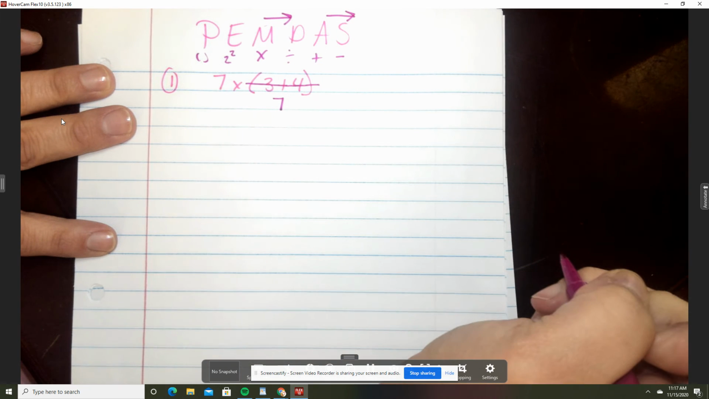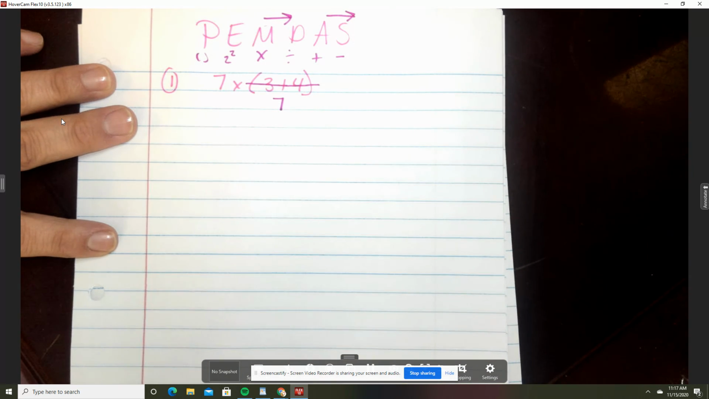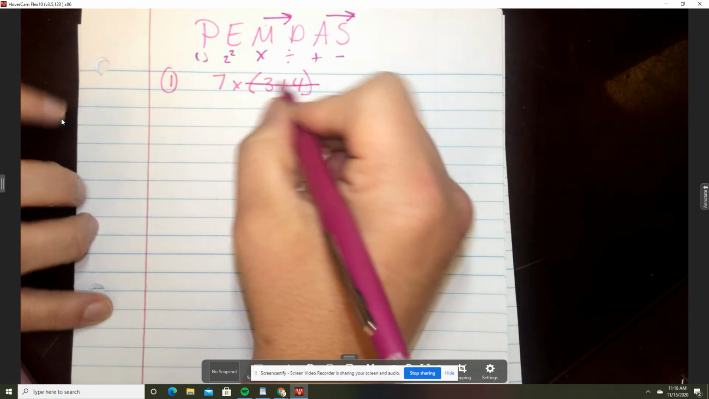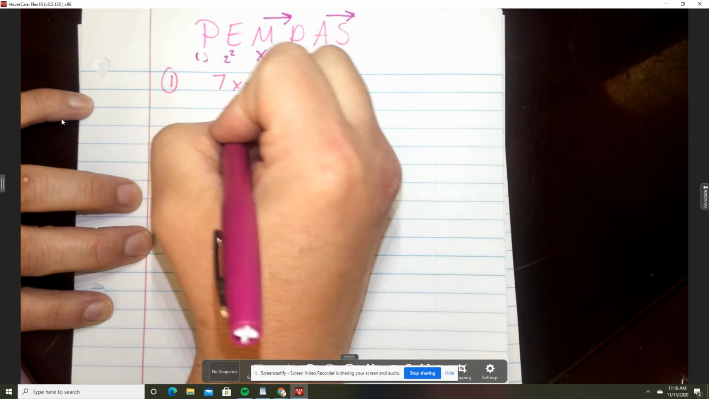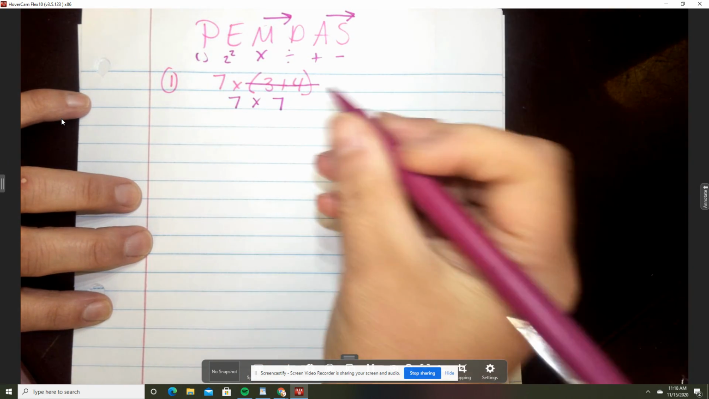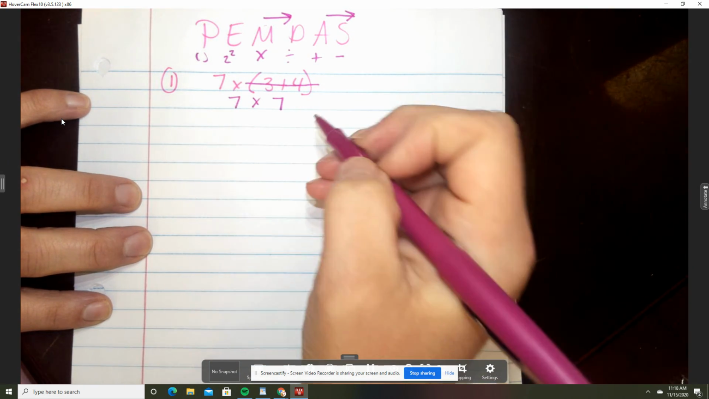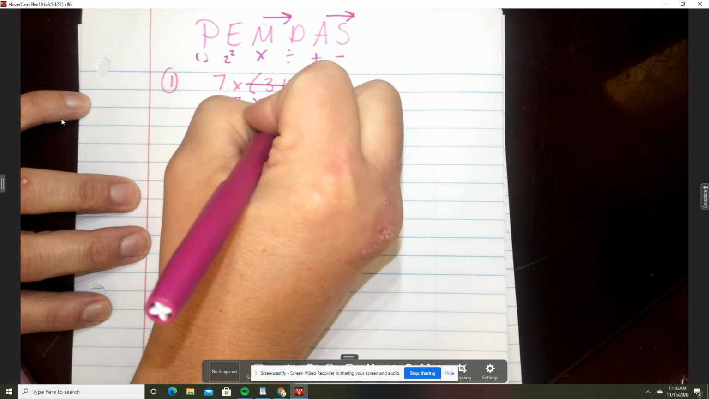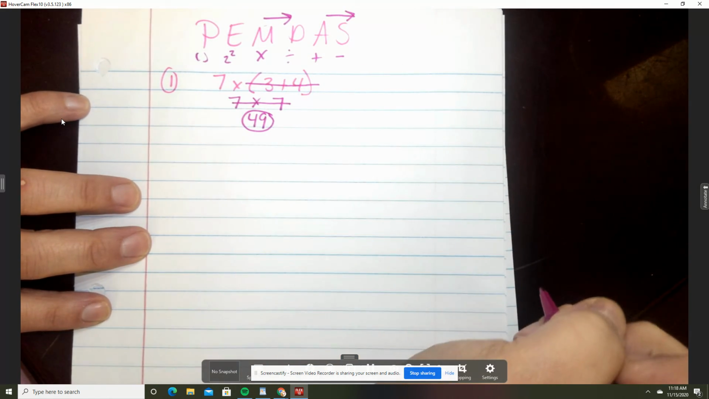Always cross it out. Okay. Man, it is windy. Always cross it out so you know you've already done that problem. Okay. Then you're going to bring down. So I'm going to bring down the 7 times right there. So then the only thing left I have to do is 7 times 7, which is 49. Cross that out. Circle your answer.